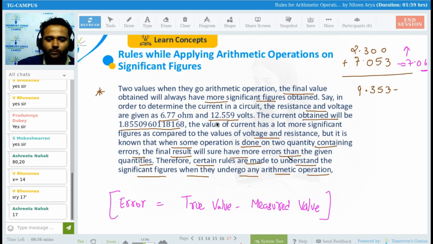Is this clear? Are you there, Pradyuman or Bhuvana? V Bhuvana. Okay, beta.